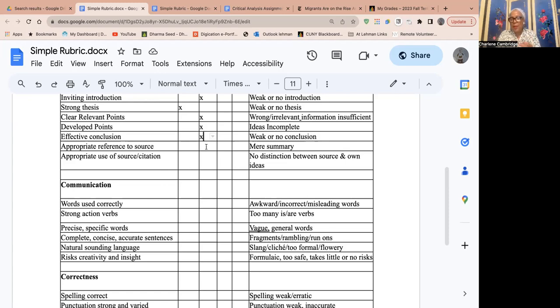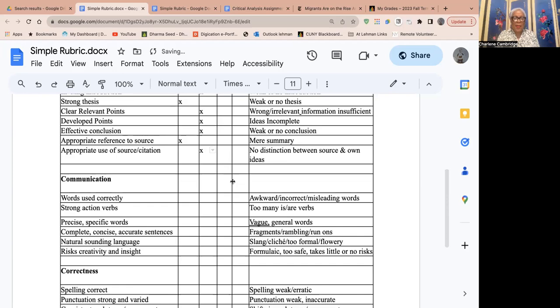So an appropriate reference to source, it was all right. I'll give you an A for that. You could have developed more. Appropriate use of citation, well, you didn't do a works cited page. But maybe I didn't ask you to do one, so you were confused. So I'll give you a B, not an A.